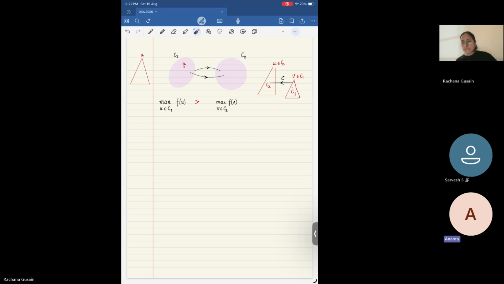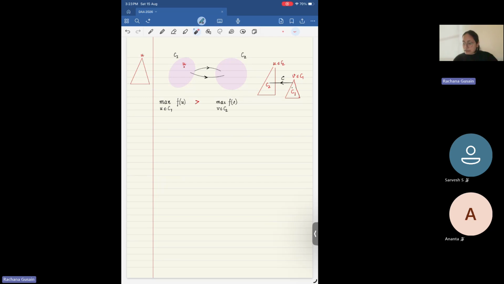Yes, ma'am. So therefore, if I start my DFS from a node that is in C1, I'll have one single DFS tree. And since U belonging to C1 is the root node of that DFS tree, this node will have the highest finish time, right? The root node has the highest finish time. Since the root node has the highest finish time of all the nodes in these two components, this will be true.